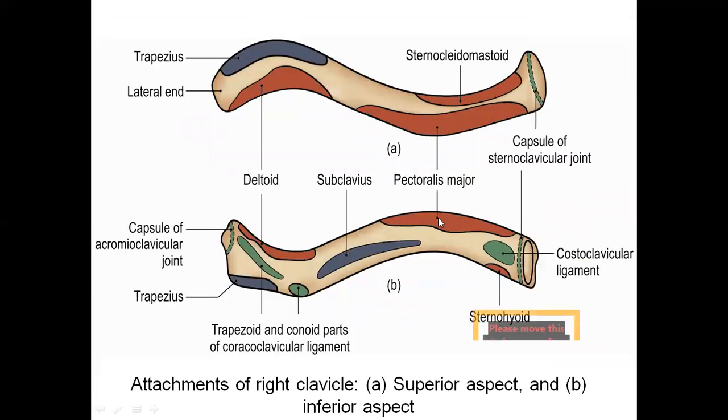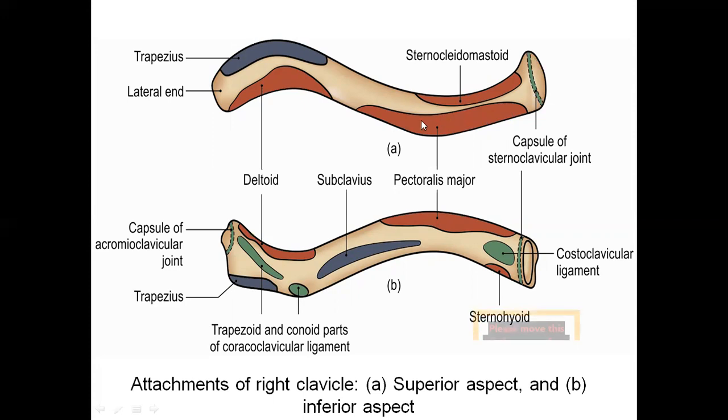Now let us see the muscle attachments in general. I told you this is the right clavicle that we are seeing. This is the medial 2/3, and the medial end is the sternal end, which is round. The margins of the sternal end of the clavicle are covered by the capsule of the sternoclavicular joint. So the medial 2/3, when we see from the superior aspect, anteriorly gives attachment to the muscle pectoralis major.